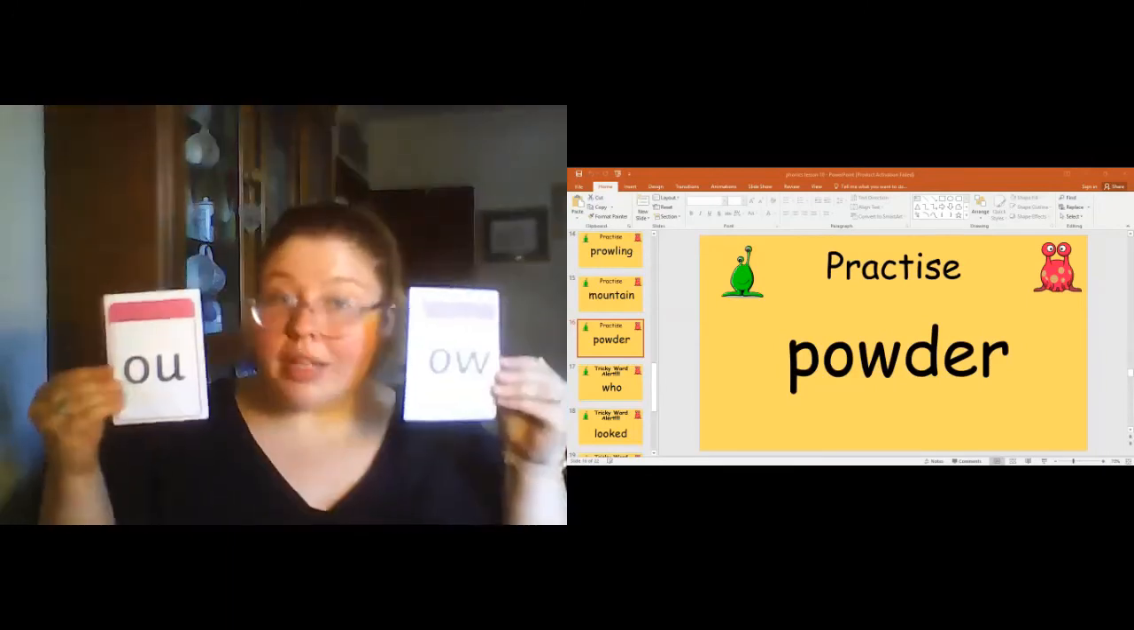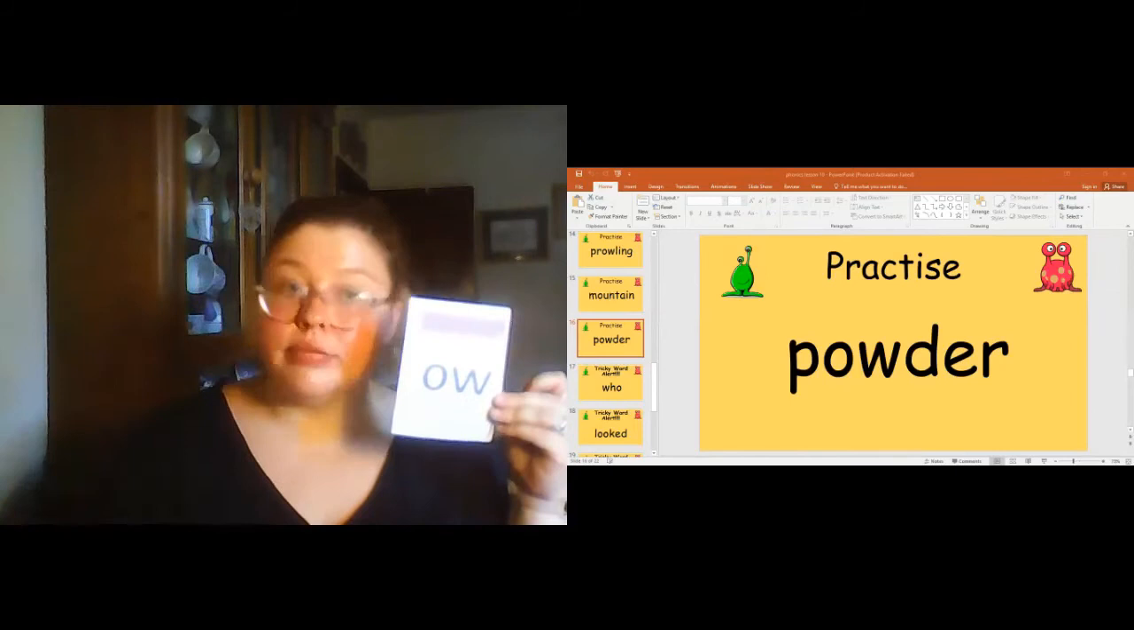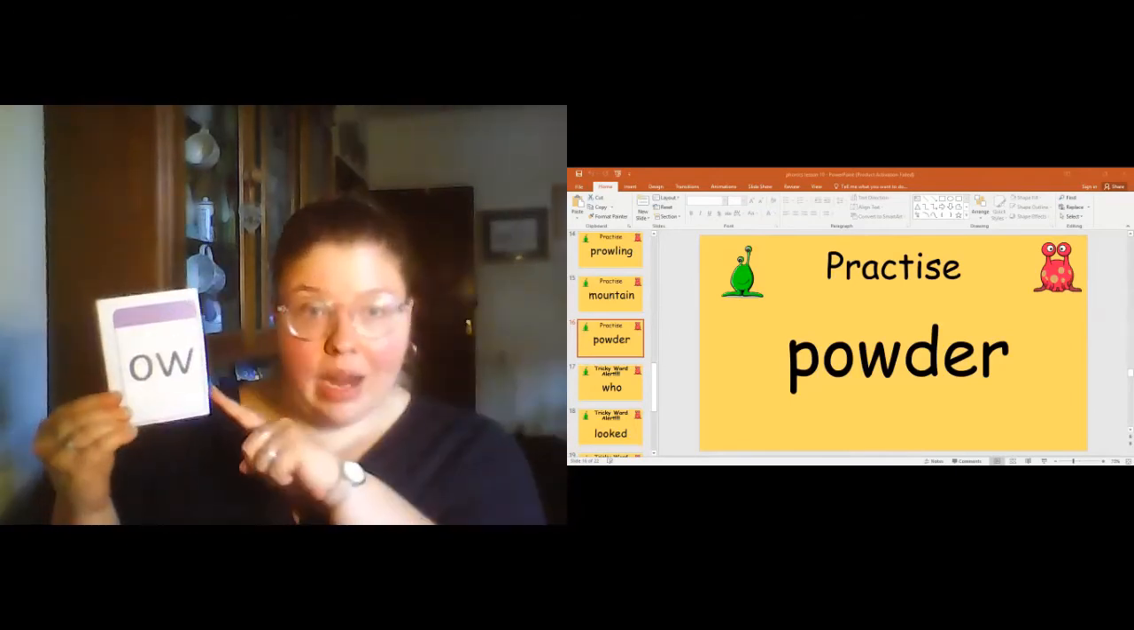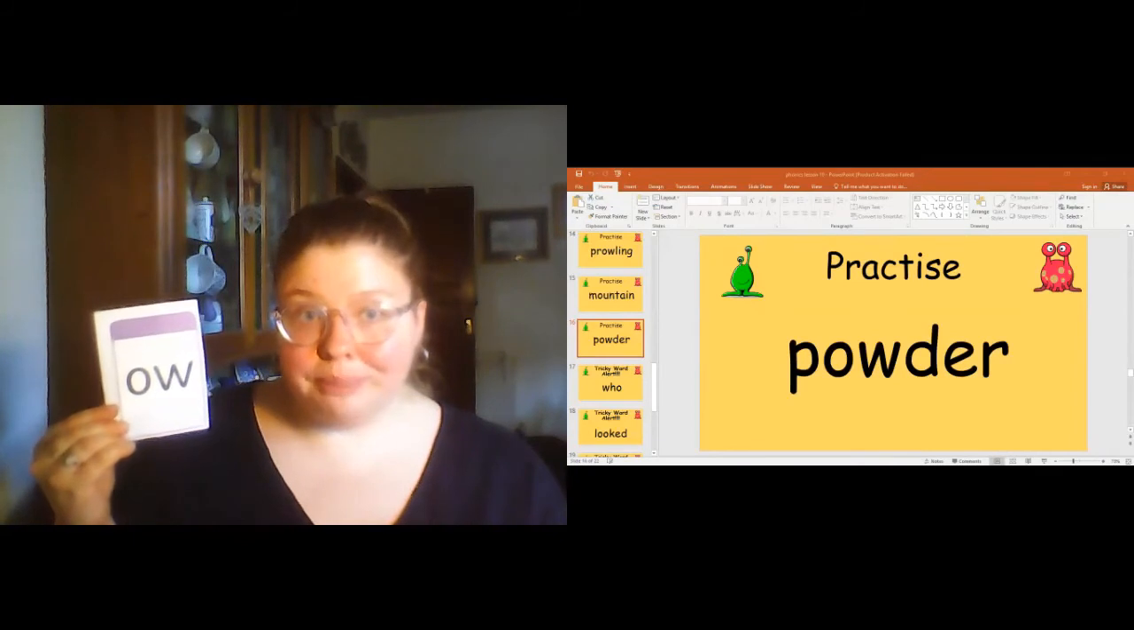Okay, so which ow grapheme is in this word? You're right. It's this ow. Okay, have a go at blending this word back together.